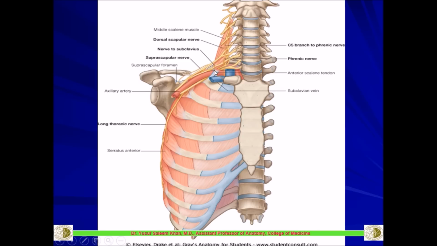Then there is a nerve which is going to the scapula, that is called the suprascapular nerve, as well as the dorsal scapular nerve here, which is also coming. And here you can see the long thoracic nerve which is supplying the serratus anterior. So these are coming either from the roots or from the trunk. Only the upper trunk will be giving the branches.